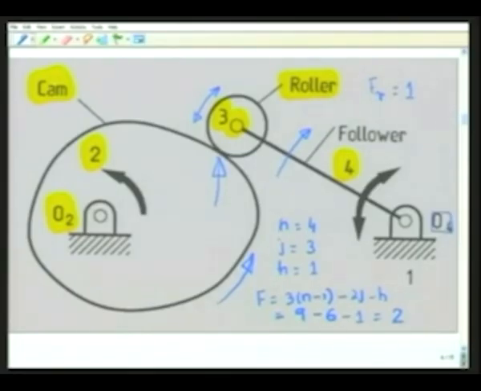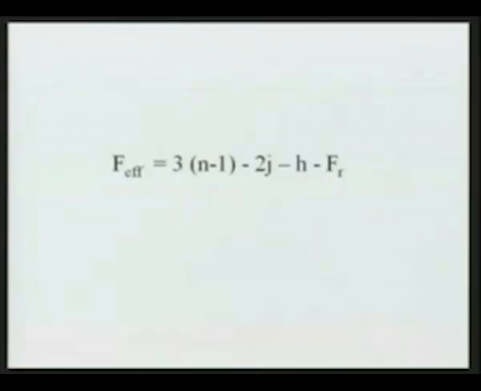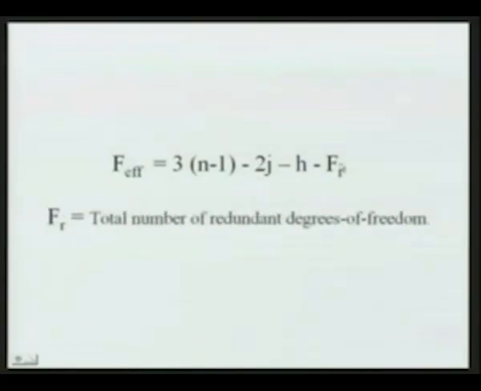In view of this redundant degree of freedom, let us modify our equation which we obtained earlier. Now that we have seen there can be some redundant degrees of freedom, let us modify the formula in view of this. F effective, that is really the input-output relationship, is given by 3 times n minus 1, minus 2j, minus h, minus Fr, where Fr is the total number of redundant degrees of freedom.